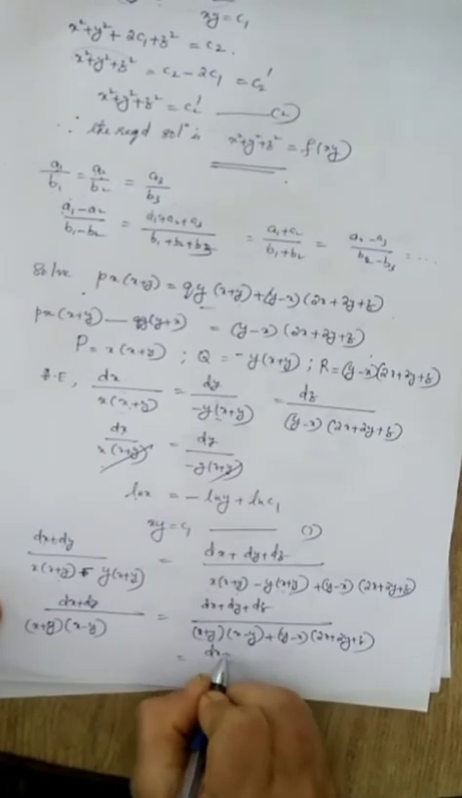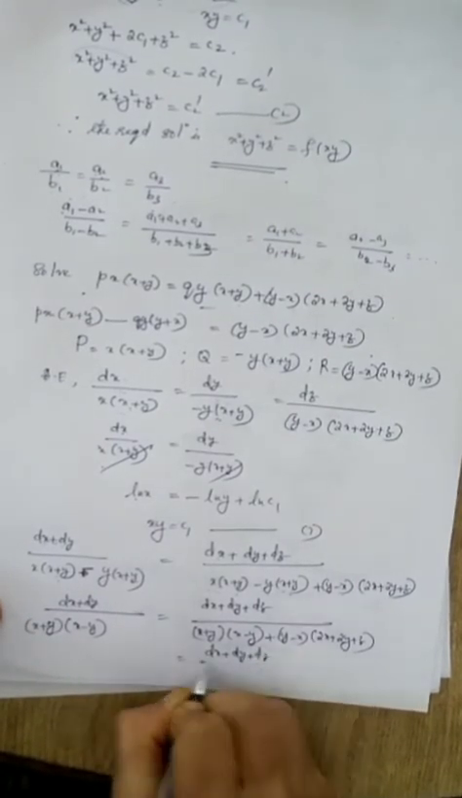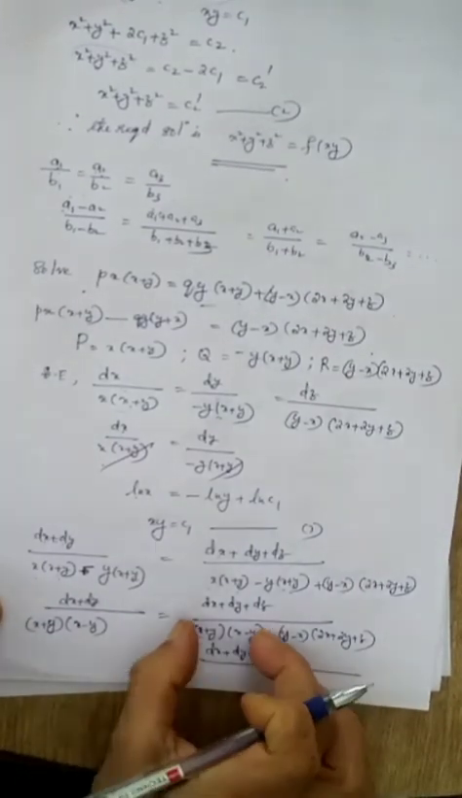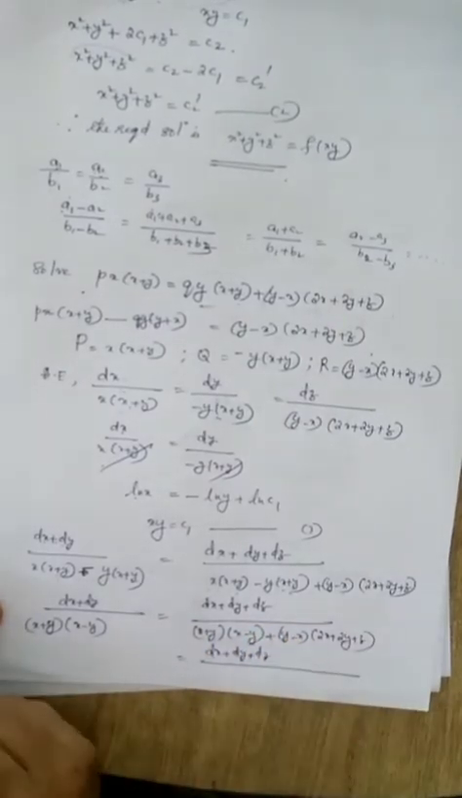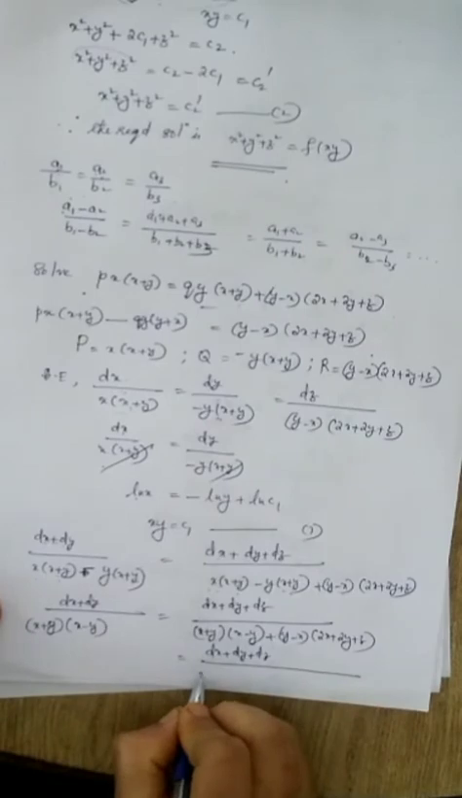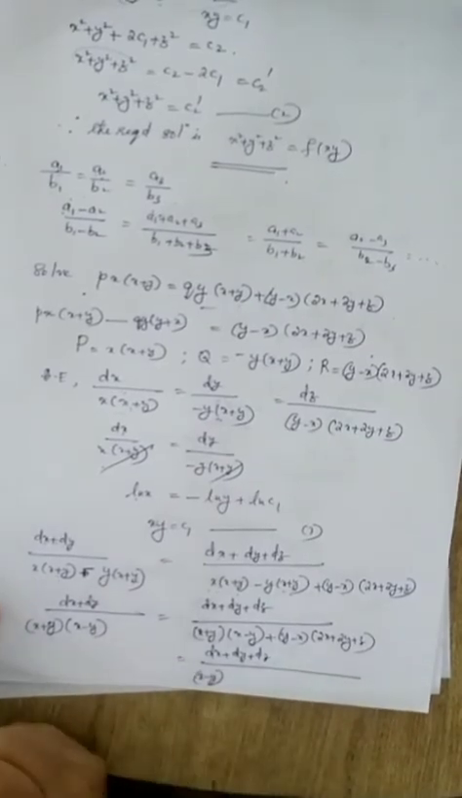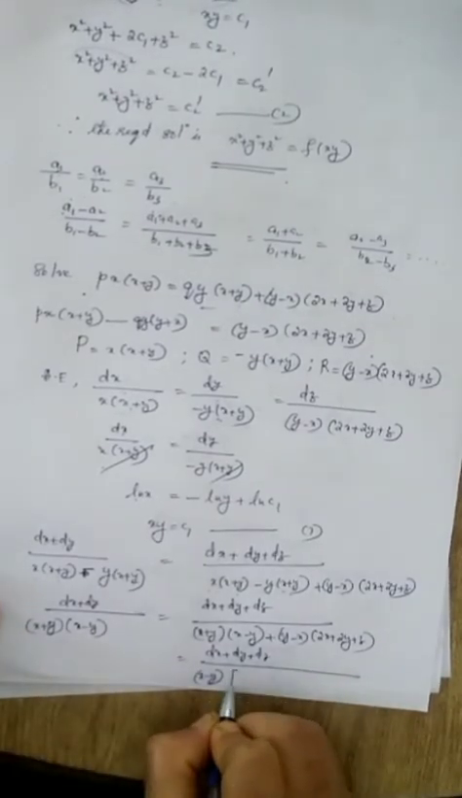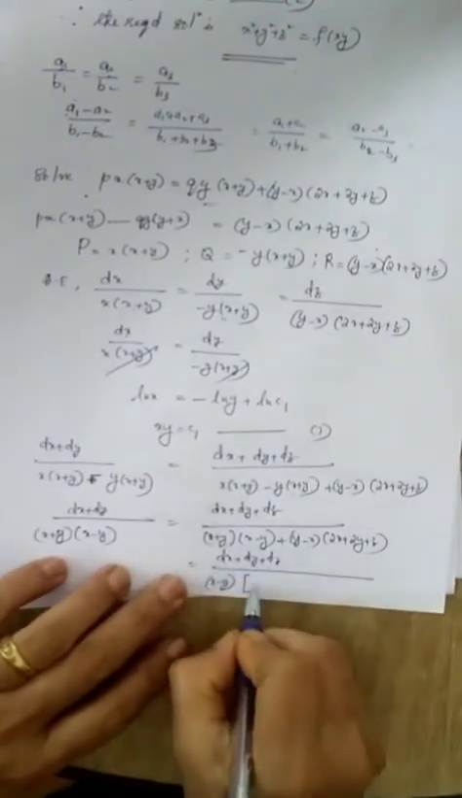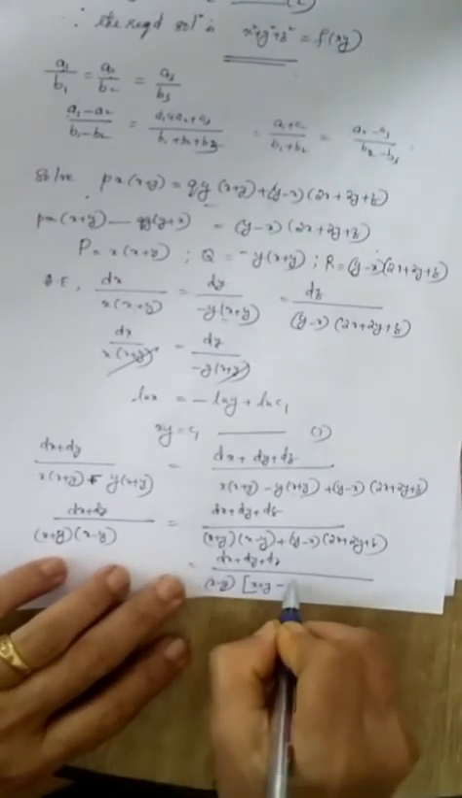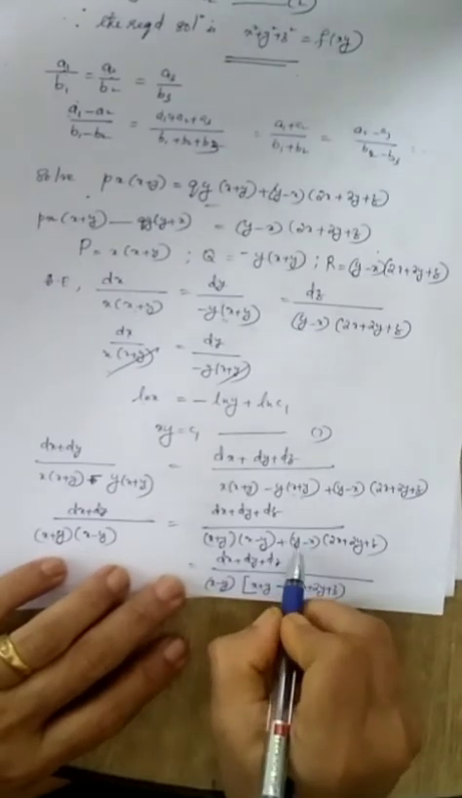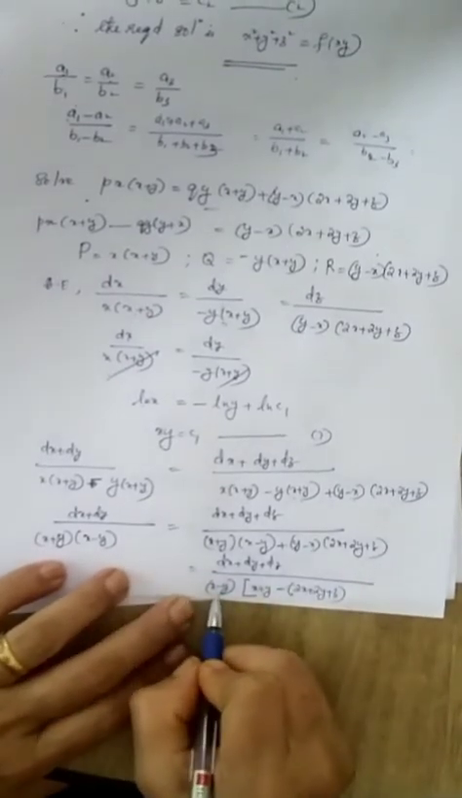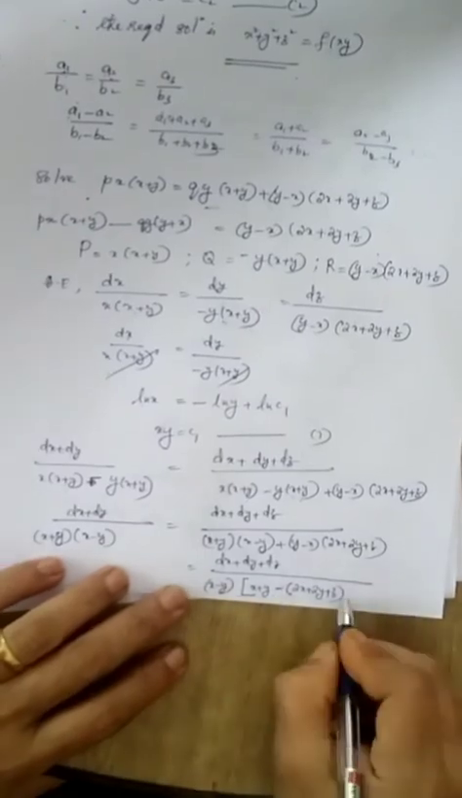That is dx plus dy plus dz divided by, from these two terms, the first one is x plus y into x minus y, the second one is y minus x into 2x plus 2y plus z. From this we can take x minus y as a common factor. So taking x minus y as common factor, the remaining factors are x plus y minus of 2x plus 2y plus z, because minus is because here we have y minus x. We are taking x minus y as common factor, so here we have a negative sign.